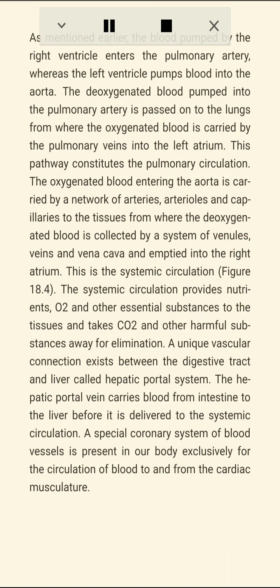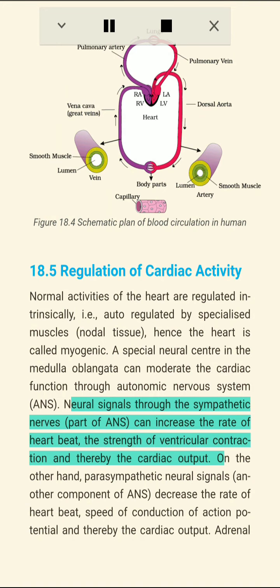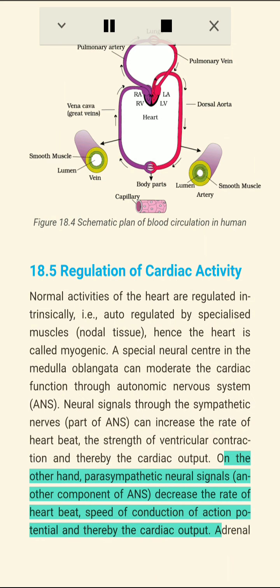18.5 Regulation of cardiac activity. Normal activities of the heart are regulated intrinsically, i.e., auto-regulated by specialized muscles, nodal tissue, hence the heart is called myogenic. A special neural center in the medulla oblongata can moderate the cardiac function through autonomic nervous system, ANS. Neural signals through the sympathetic nerves, part of ANS, can increase the rate of heartbeat, the strength of ventricular contraction, and thereby the cardiac output.